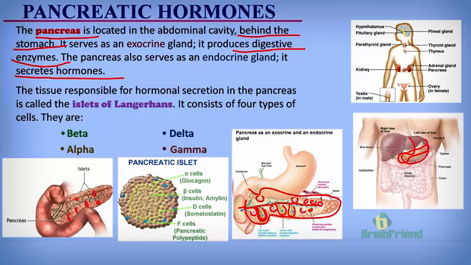These cells collectively form a tissue known as the islets of Langerhans. Islets of Langerhans is the tissue in the pancreas that secretes hormones. So it performs the endocrine function of the pancreas. Islets of Langerhans consist of different types of cells, 4 basic types of cells. They include beta cells, alpha cells, delta cells, and gamma cells.